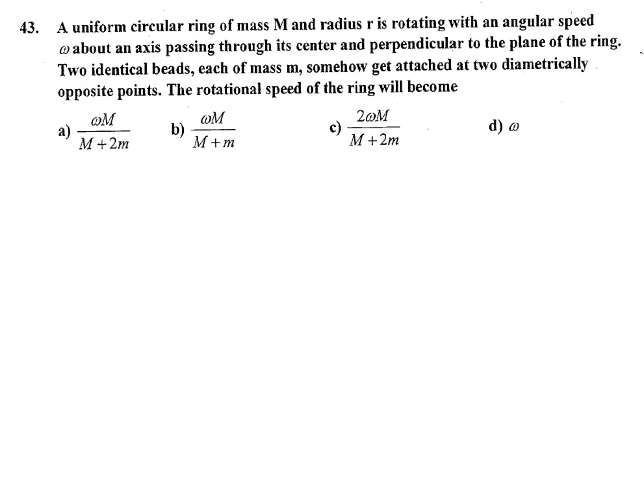A uniform circular ring of mass m and radius r is rotating with an angular speed omega about an axis passing through its center and perpendicular to the plane of the ring. Two identical beads, each of mass m, somehow get attached at two diametrically opposite points. The rotational speed of the ring will become how much? Here we will use conservation of angular momentum.